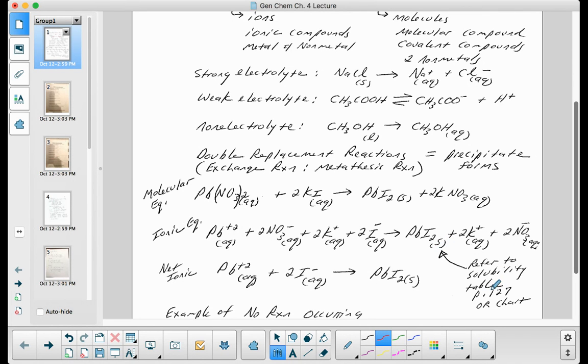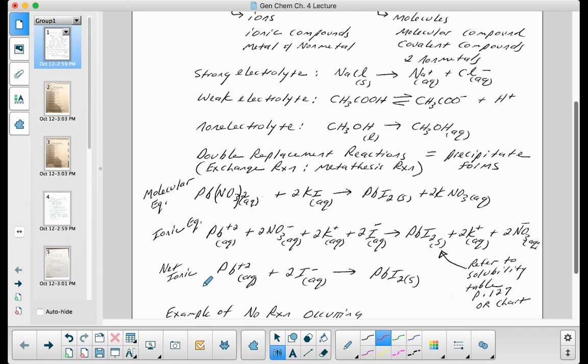Well, I would refer to the solubility table on page 127. I've also posted a chart in the course content that tells you what substances precipitate, what ions, when in the presence of each other, will form a compound. And so that's how we know that the double replacement reaction actually occurred. So you should look at the short little video. I think it's a 1-minute video that shows that reaction.